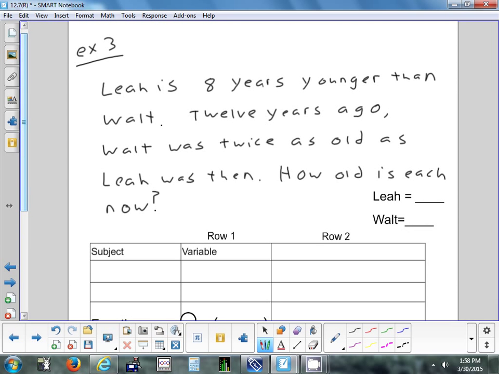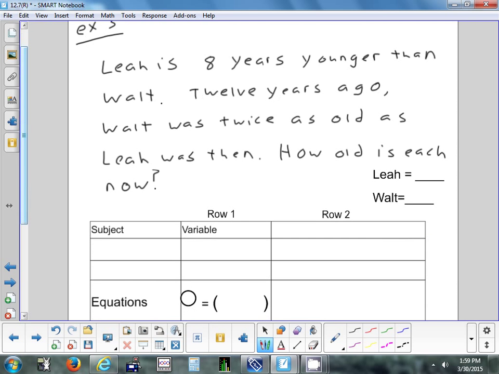All right, so let's just read through the first problem. Okay, it's our second problem. Let's see what we got. Guys, just read that first sentence and identify your two subjects, because that doesn't involve you doing any math. Okay, so Vaughn, what are my two subjects? Leah and Walt. Yep, good. Okay, so there's step one. At least we know what we're looking for.